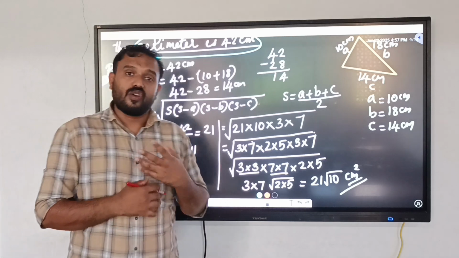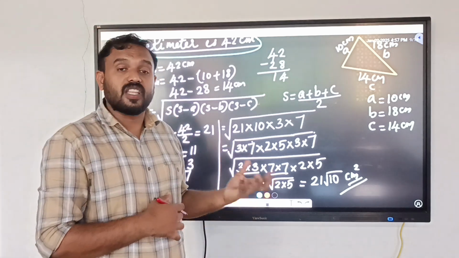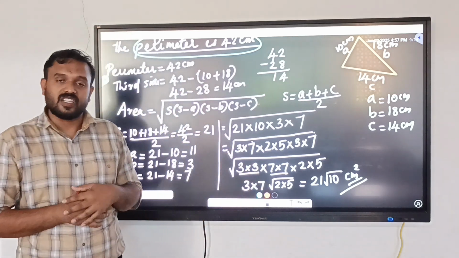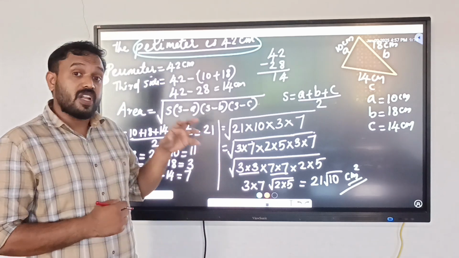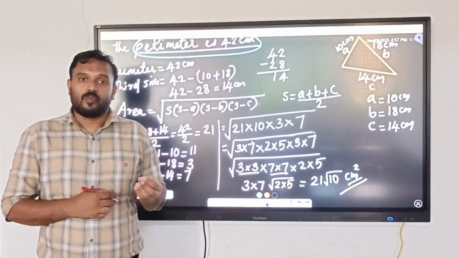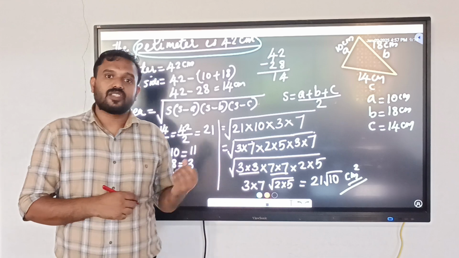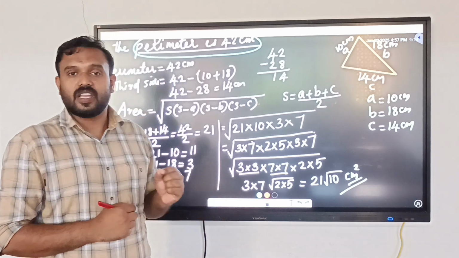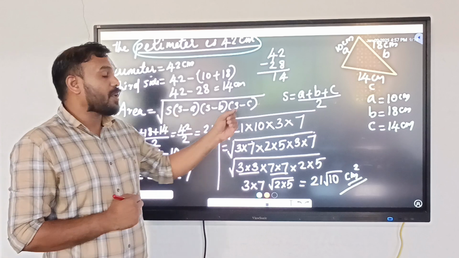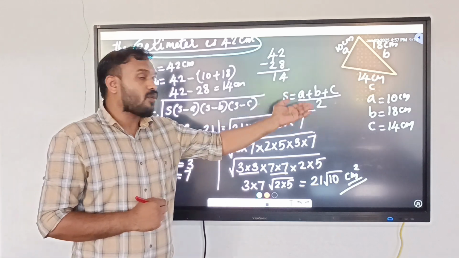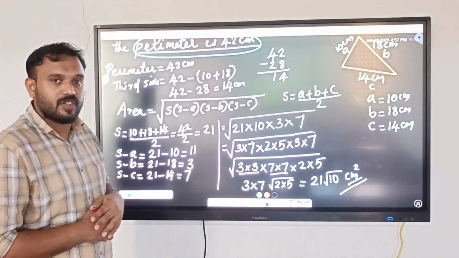So we can apply Heron's formula to find the area of the triangle if the sides are given. Okay, so what is Heron's formula? Heron's formula is square root of s into s minus a, s minus b, s minus c, where s equals half the perimeter, or semi-perimeter, or the sum of all sides divided by 2.